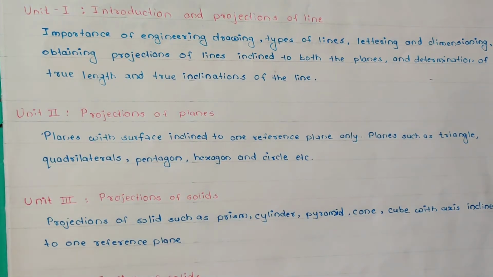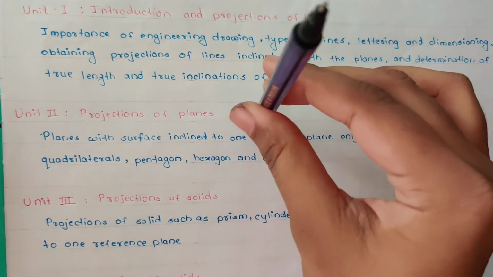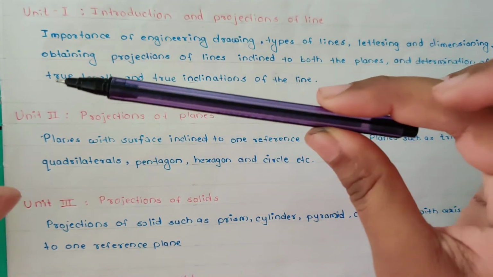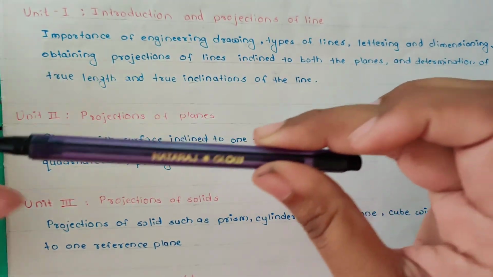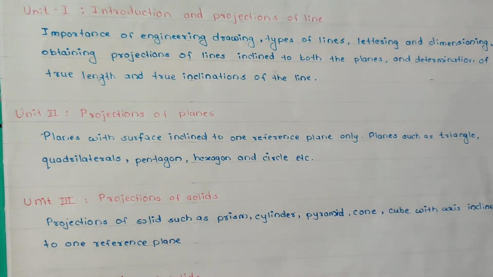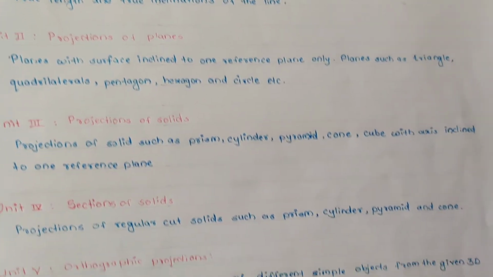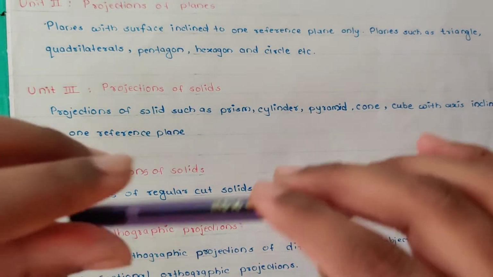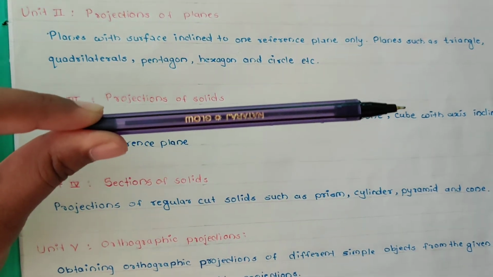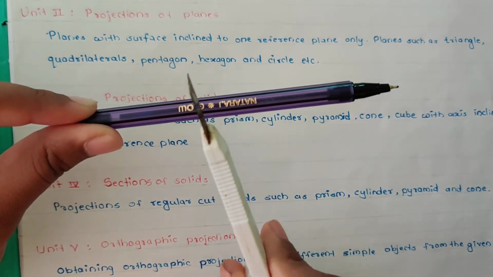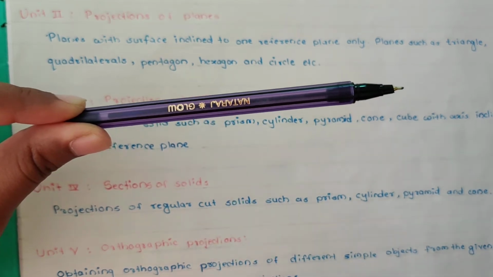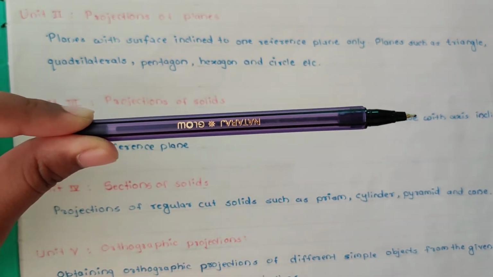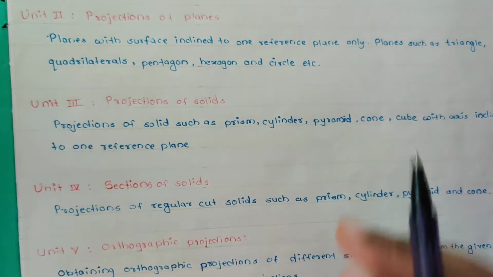Again, projection of solids. Solid means like this is a solid. In that case, solids such as prism, cylinder, pyramid, cone, and cube are given. Then next is section of solids. Suppose this is a pen, and with the help of this cutter, if I cut the pen, how is it going to look in front view and in top view, like that.